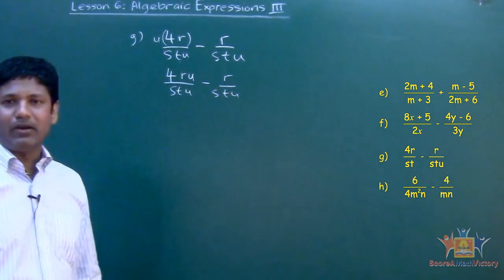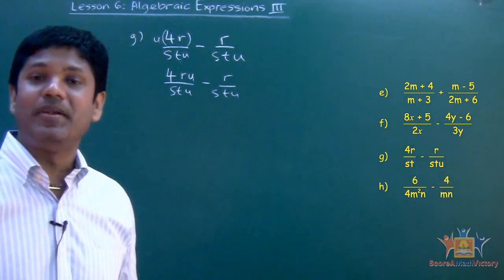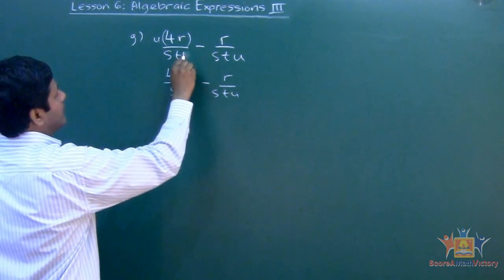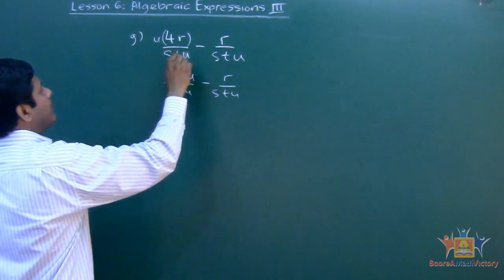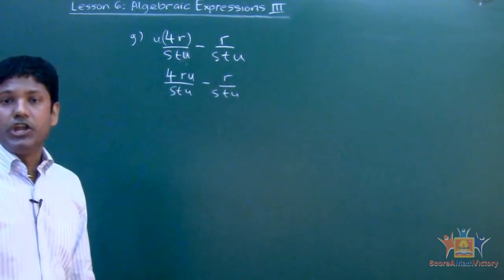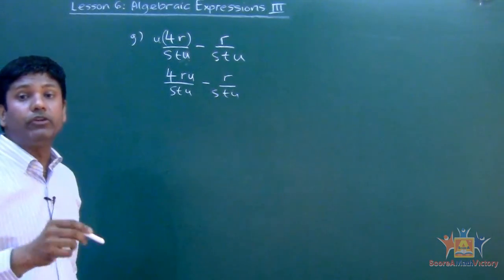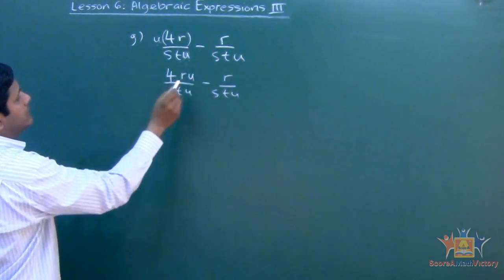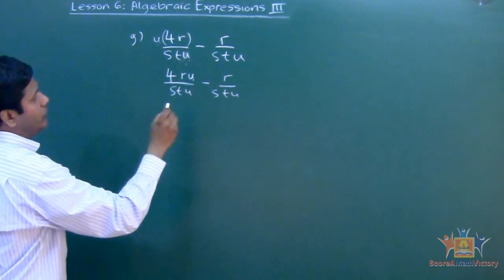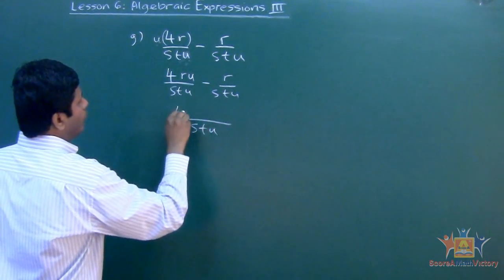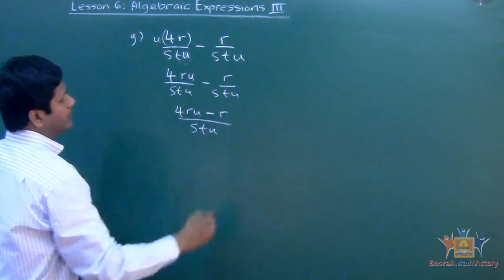Now can I subtract them now? Definitely. Why? The common denominator. So very important: when you multiply the denominator by u, you also have to multiply the numerator by u. Alright? So now I can put a straight line with stu as the denominator: 4ru minus r.